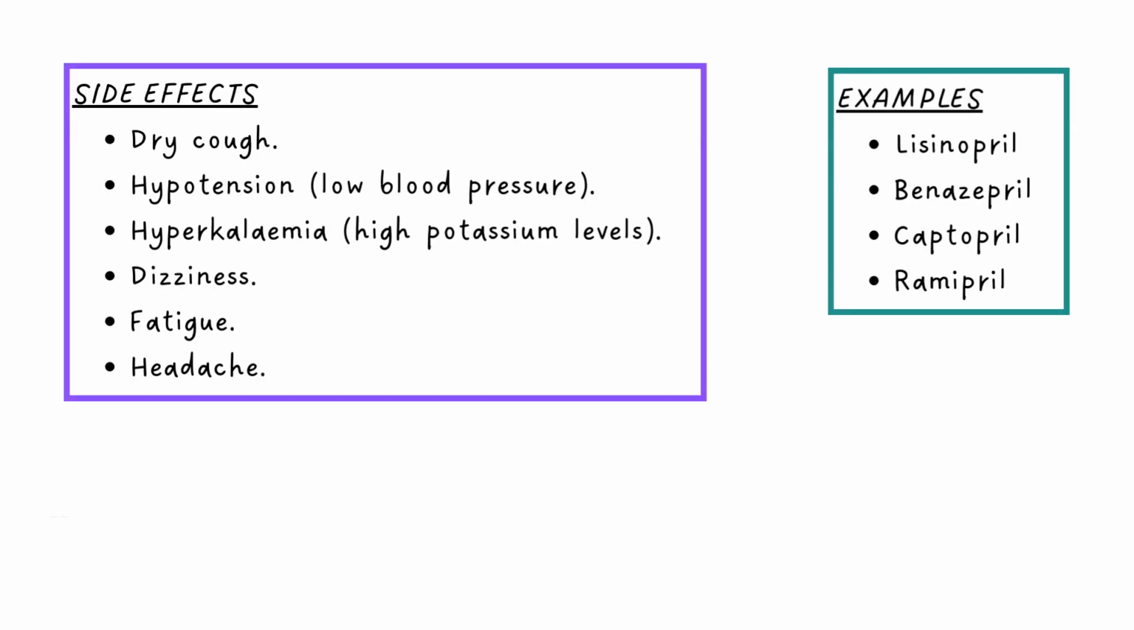So what are some of the common side effects or common things we need to be looking out for with these patients? So these patients may develop a dry cough, hypotension, so low blood pressure, hyperkalemia, dizziness, fatigue, and headache. Because there's a risk of developing hyperkalemia, it's potentially appropriate to arrange blood tests on a regular basis to make sure that this doesn't occur, or if it does, it's caught early.